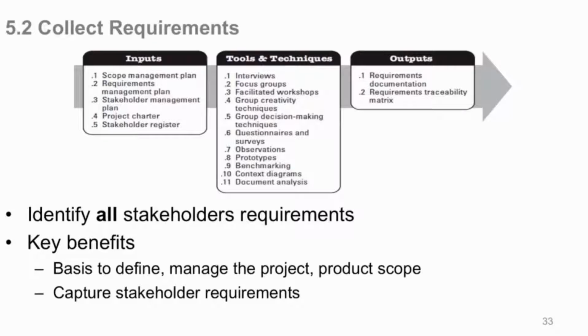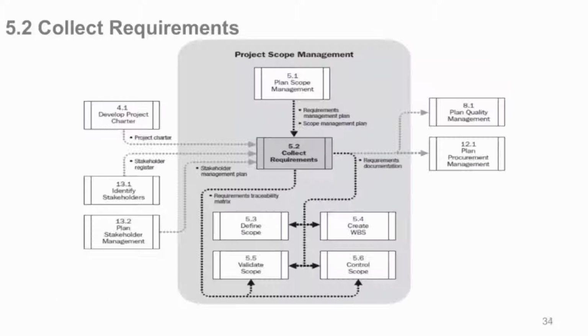Maybe the main stakeholder didn't think about that little unit. They're just thinking about their project or the project that they did for their unit, but it could benefit somebody else. So that's another requirement. You need to deal with it. Does the main stakeholder want it? If it's going to benefit somebody else, they may say, oh, yeah, put that in there. So all stakeholder requirements from all stakeholders. Key benefits, that's your basis to define and manage the project and finally the product or deliverable scope, and capture all stakeholder requirements. Here's our data flow.